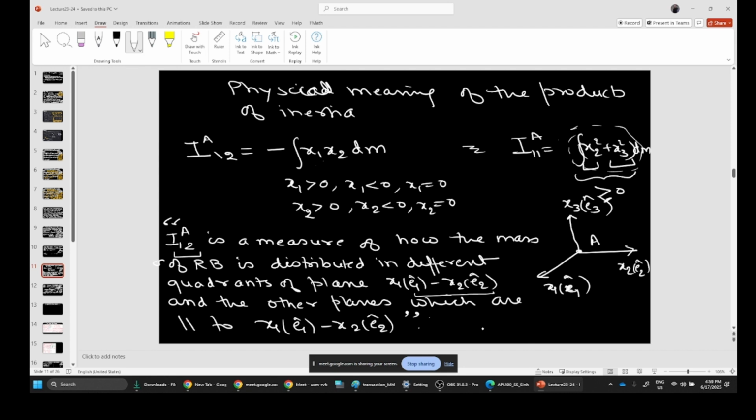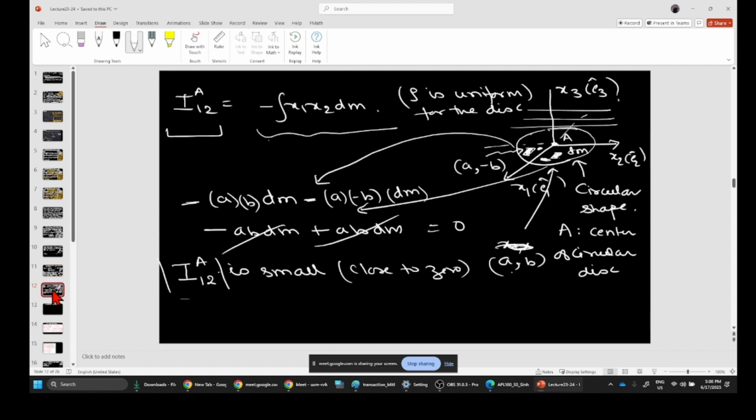So if I talk about IA13, the planes will change. The sentence will remain the same. Wherever x1 e1 x2 e2 is coming, you will have to put x1 e1 x3 e3. Okay, that would be the physical meaning of IA13. And similarly for IA23, you can attach a physical meaning.